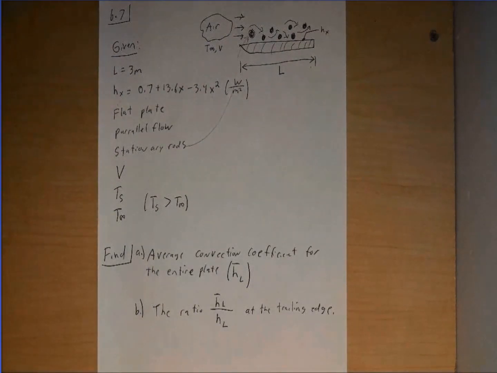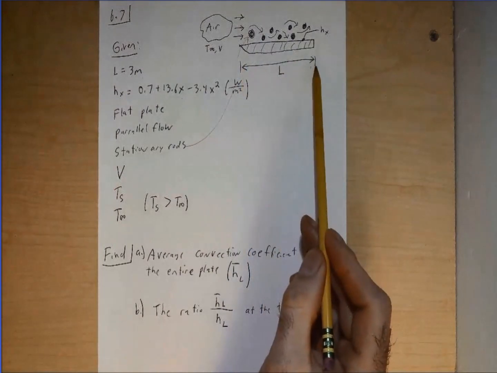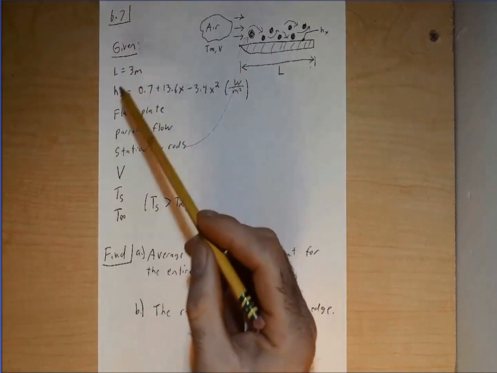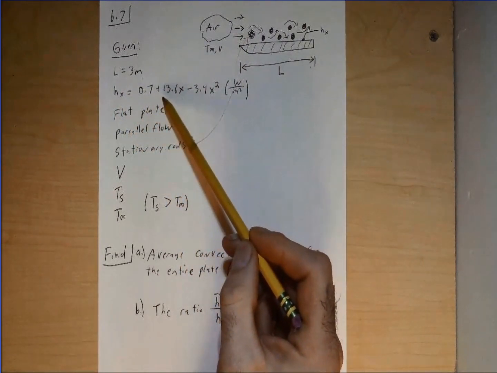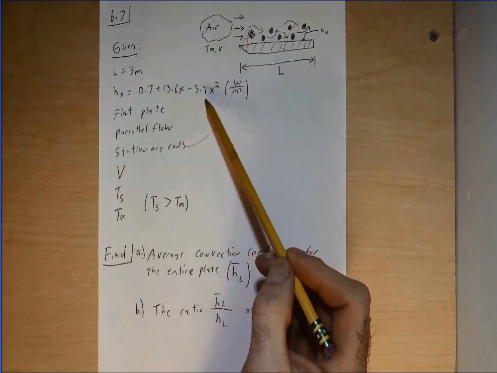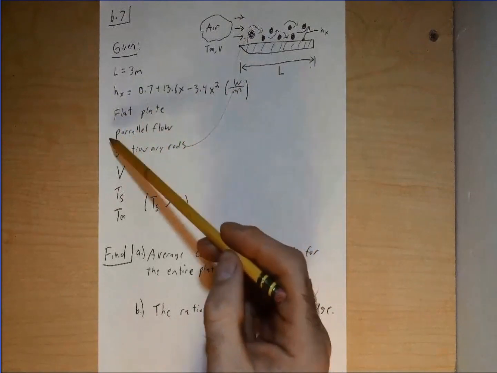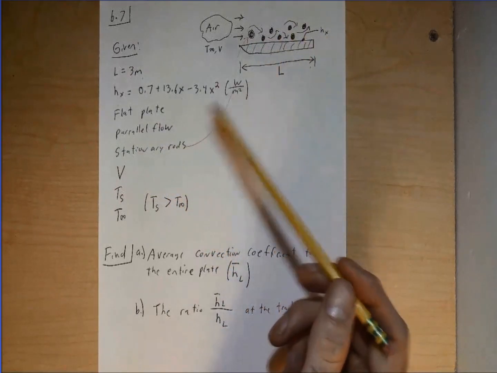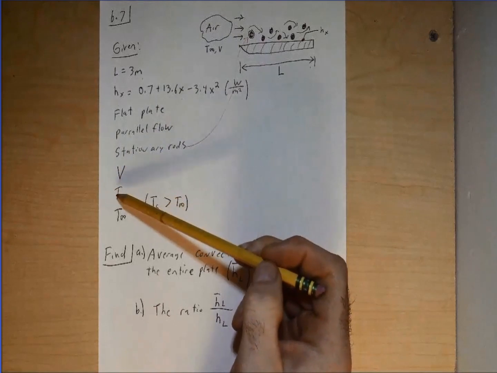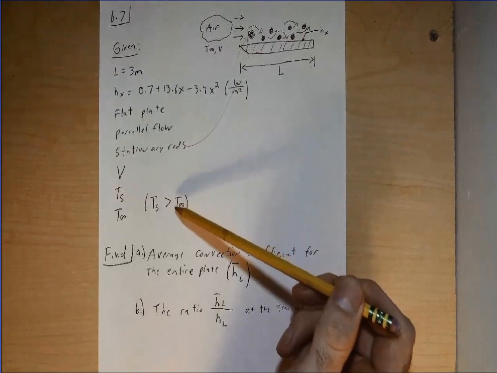So for our particular problem here, for parallel flow over a flat plate, we read back through the problem statement, and we can see that they give us the total length L of the flat plate as 3 meters. We have our expression for h of x in terms of this relationship equation here, 0.7 plus 13.6x minus 3.4x squared, with units of watts per meter squared. We know it's a flat plate. We know that there's parallel flow. We know that there are stationary rods that the air is flowing over. We have also the variables V, T sub s, and T sub infinity, where we know that the surface temperature T sub s is greater than that of the surrounding air temperature T sub infinity.